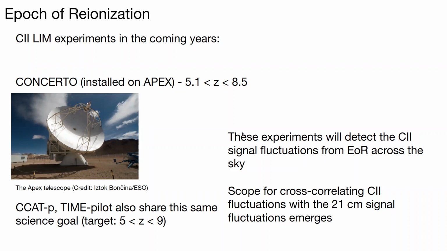For example, the experiment called CONCERTO, which will be installed on the APEX telescope in Atacama, has a target redshift range of 5.1 to 8.5. And there are other telescopes, for example CCAT-prime, TIME-Pilot, etc., which will target a similar redshift range, 5 to 9, to observe the early galaxies using line intensity mapping with the C2 line.